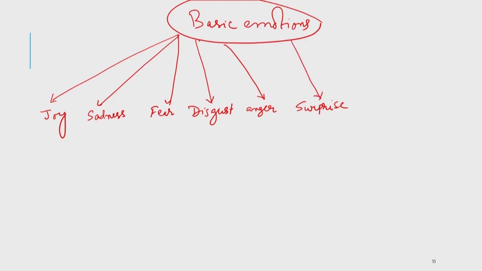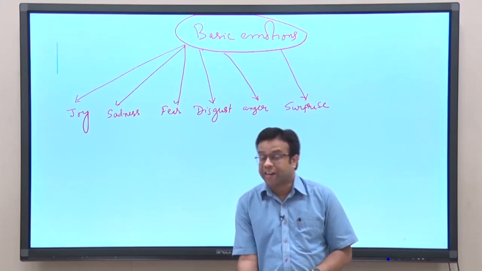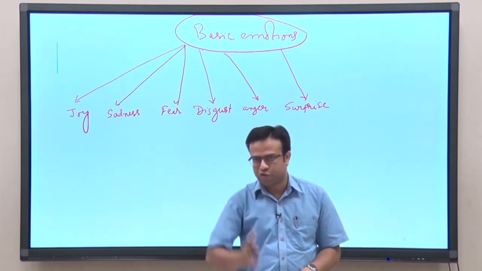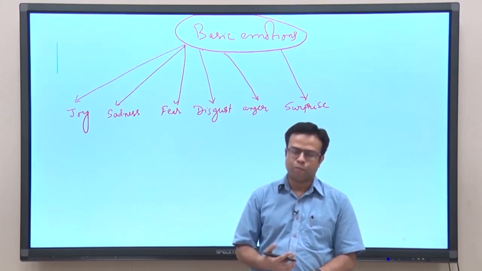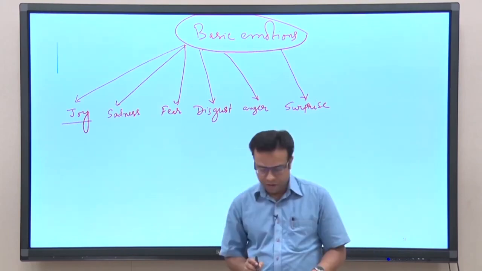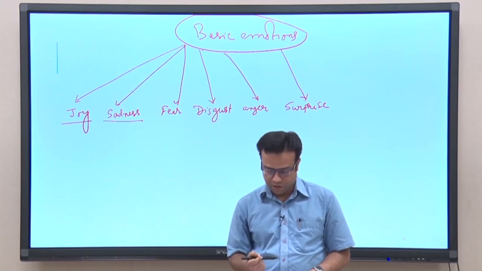One is joy. Joy is an emotion where we experience a certain kind of delightfulness, a sense of contentment, gratification, satisfaction. These are the feelings associated with the basic emotion of joy. Sadness is more on the negative side, in the sense that it is characterized by disappointment, grief, hopelessness. These are some of the feelings associated with sadness.